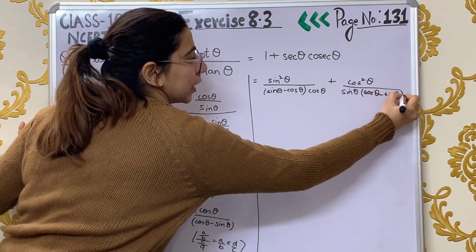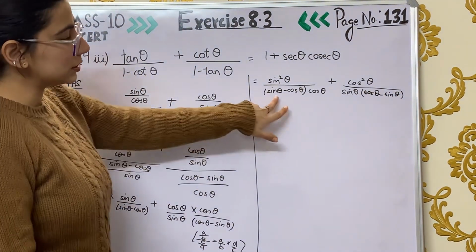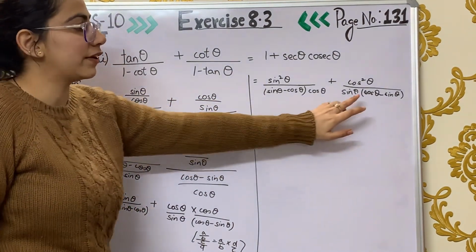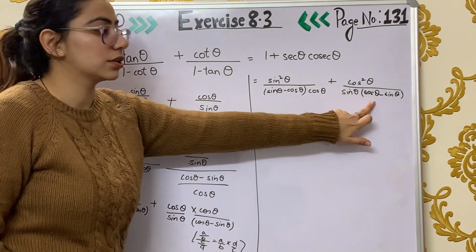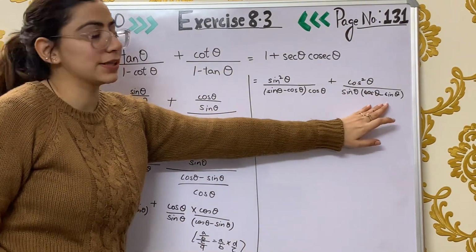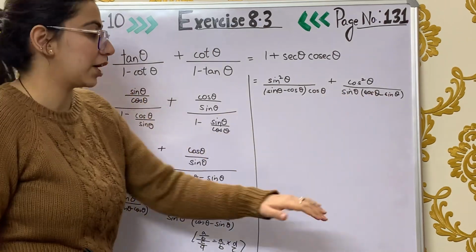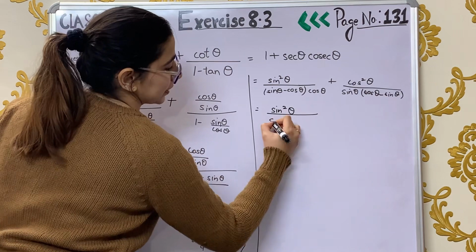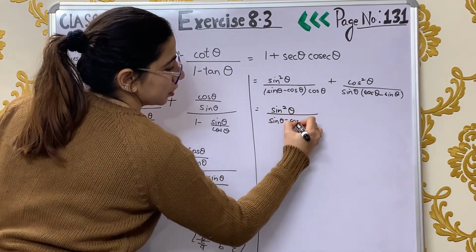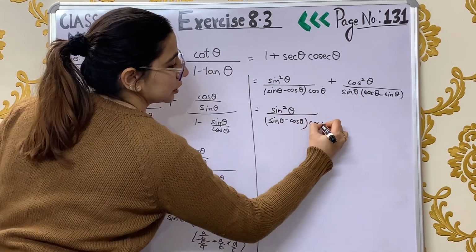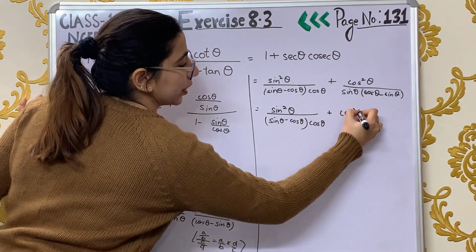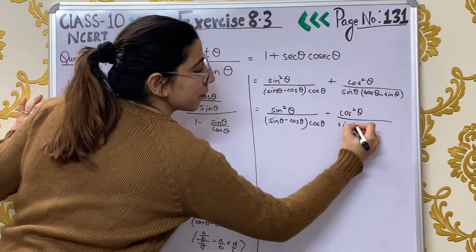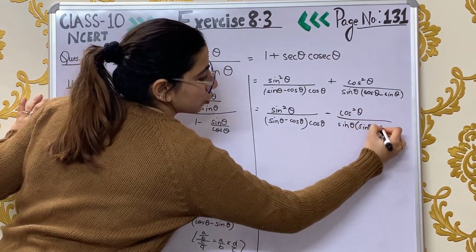Now, we notice that this term is common in the denominator, it's just that the sign is different. So if I take minus common here, the term would interchange, like the minus sign would become positive and the positive would become negative. Let's do that. So it's going to be sin square theta upon sin theta minus cos theta into cos theta plus cos square theta. We'll take the minus out. It's going to be sin theta into sin theta minus cos theta.